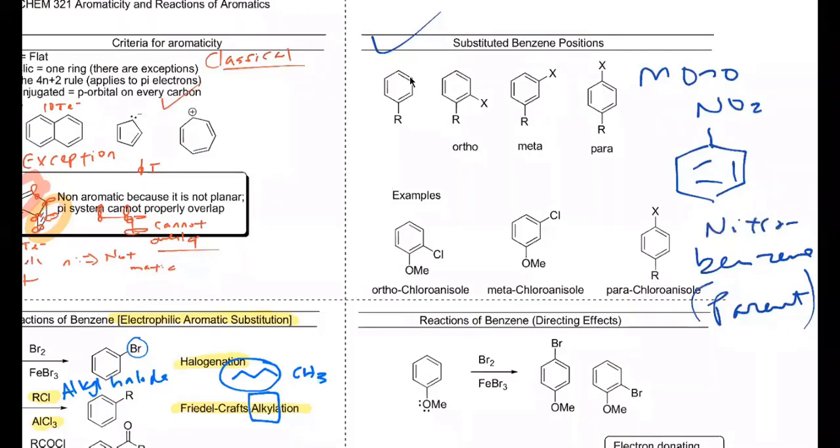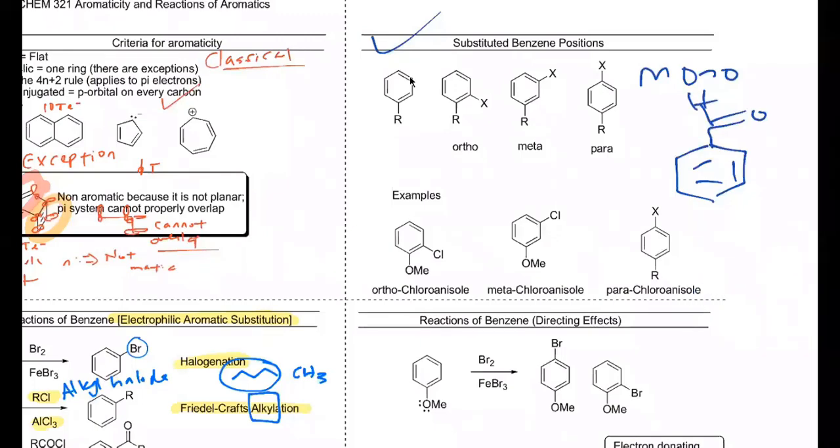If it's mono substituted, you can put, let's say, an aldehyde here, because that's a common functional group. Then the name, instead of benzene being the parent, we call it benzaldehyde.